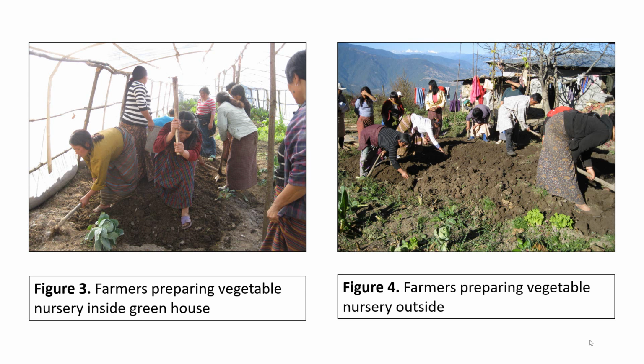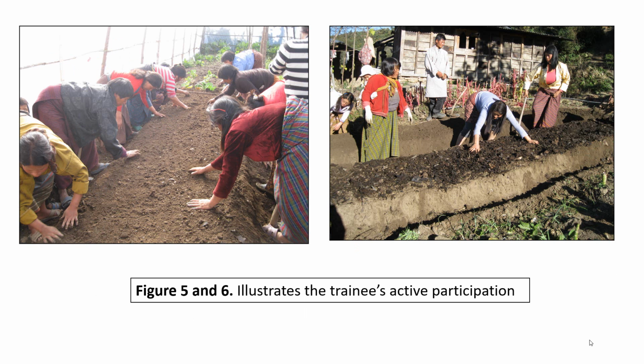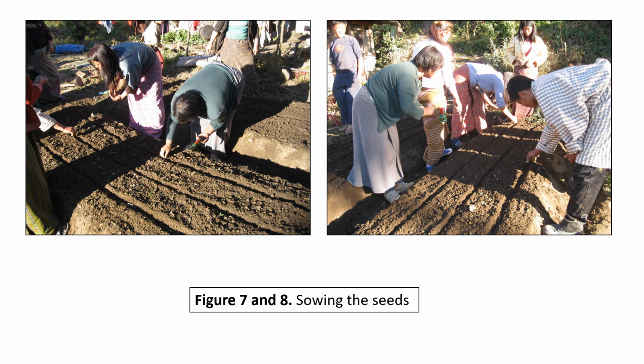Figure 4 displays farmers preparing vegetable nursery outside. Figure 5 and 6 illustrates the trainees' active participation. This provides the farmers an opportunity to engage with one another and also to develop a sense of belonging. Figure 7 and 8, farmers sowing the seeds. This enables the farmers to put their theoretical knowledge into practice, which further promotes their understanding of the training content and helps in developing their skills.